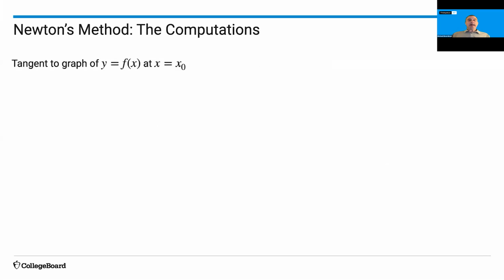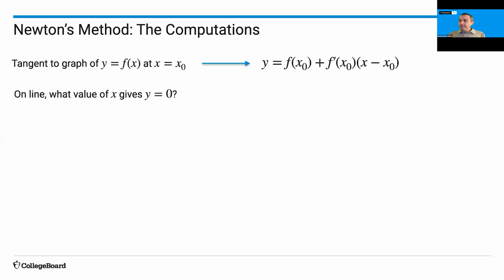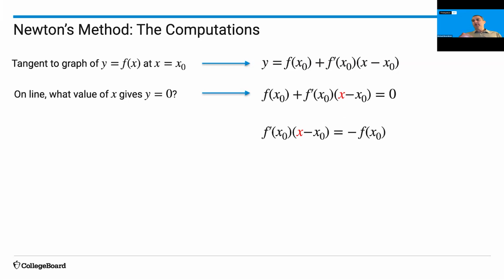So now let's take a look at how we find where that tangent line hits zero. We start with the equation of the tangent line. Next, we ask ourselves, on that line, what value of x gives y equal to zero? That tells us where the tangent line hits the x-axis. So we set the y equal to zero, write it over on this side, and we've indicated that we're really looking for the x-coordinate here. After this, all we're going to do is unravel this equation and solve for x.